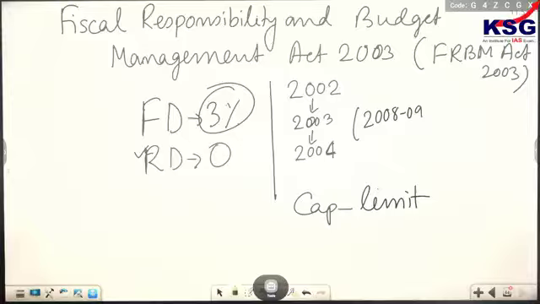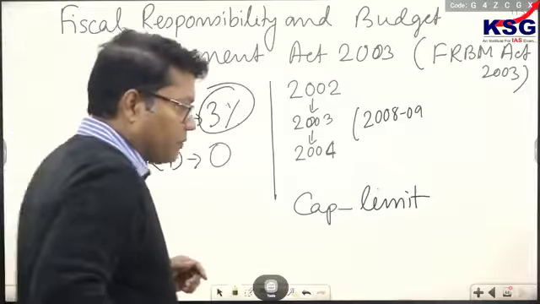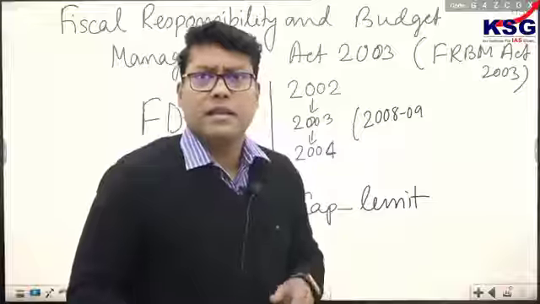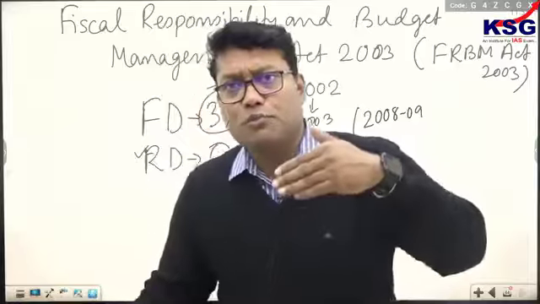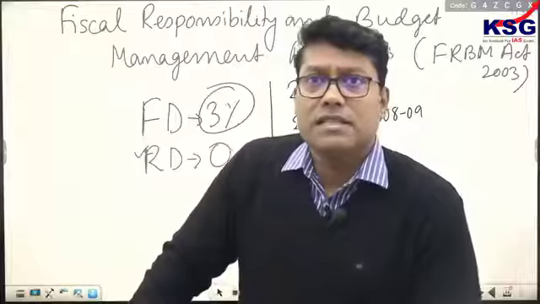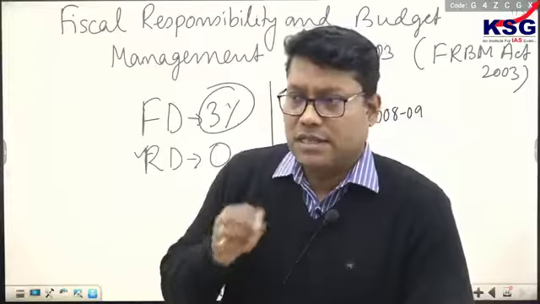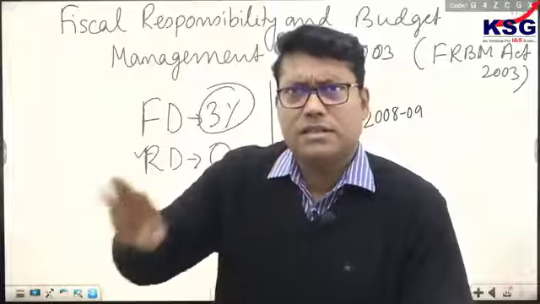See, there must be a cap or limit. But since we have to achieve these two main provisions first, we keep adding on later. But it is part of the FRBM Act. Simple, you understand one thing. Forget about this. Take your own example.